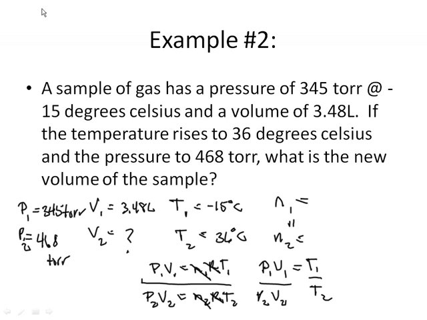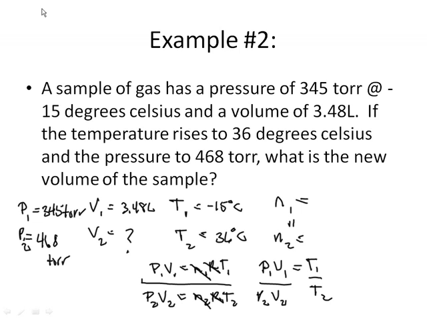So P1 was 345 torr. Notice I don't end up with having R in my equation, so I can actually leave the pressure in the units that it is, as long as it's consistent. So I see that P1 is 345 torr and P2 is 468 torr, and since they're both the same unit, I can leave them where they are. Volume works the same. I have 3.48 liters. We don't know the new sample, and it doesn't specify what volume unit I need, so I'm just going to leave it in liters. Temperature, on the other hand, I have to change to Kelvin. I don't have a choice about this.